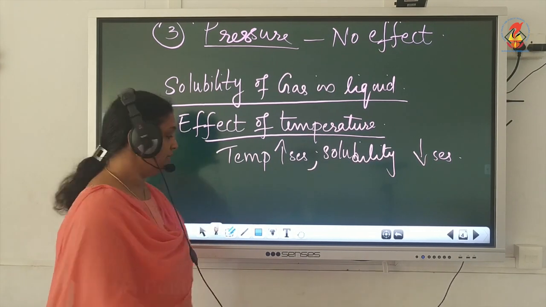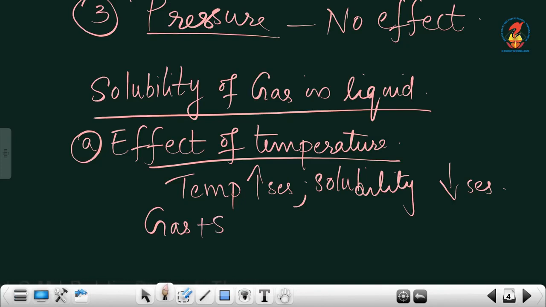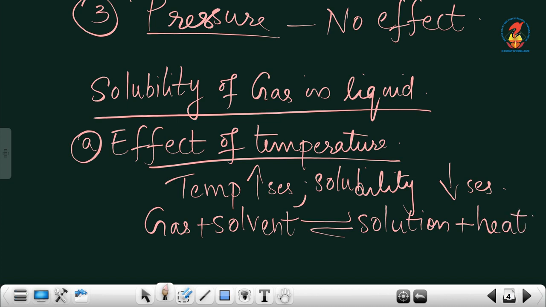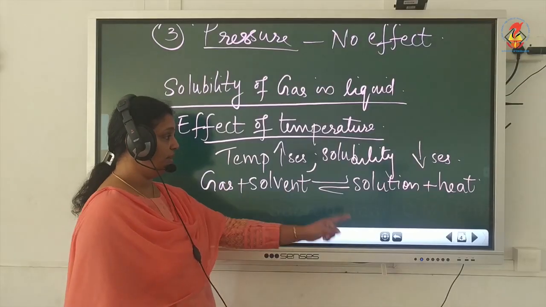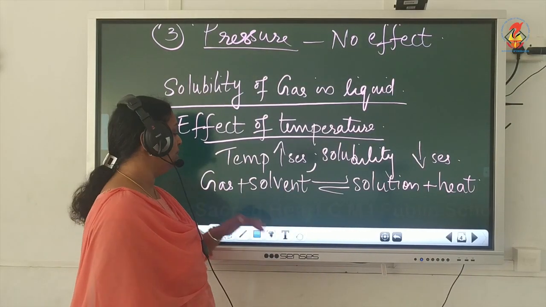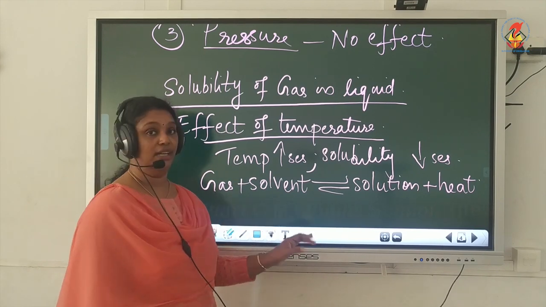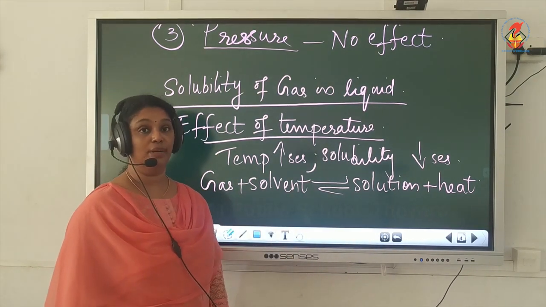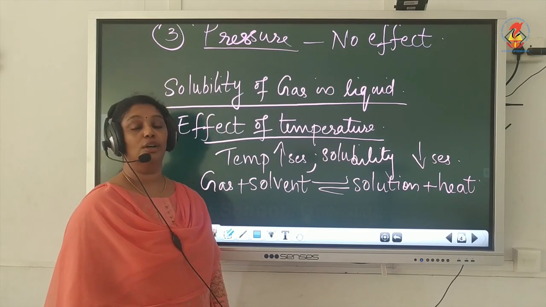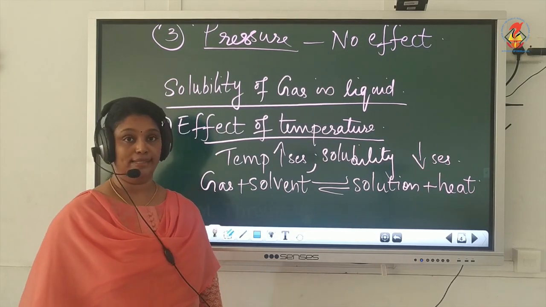So when we write like this: a gas plus solvent is in equilibrium with solution plus heat is released. So you can see, according to Le Chatelier's principle, the forward reaction is exothermic. It takes place at lower temperature. So lower temperature, forward reaction takes place, meaning more and more gas will dissolve in solvent and it will lead to solution. So as temperature decreases, solubility of gas in liquid increases.